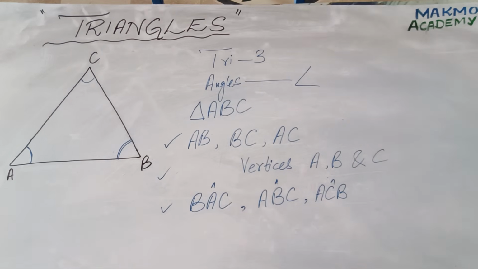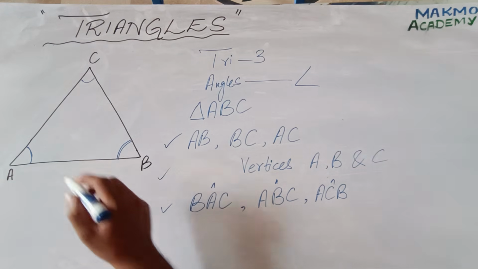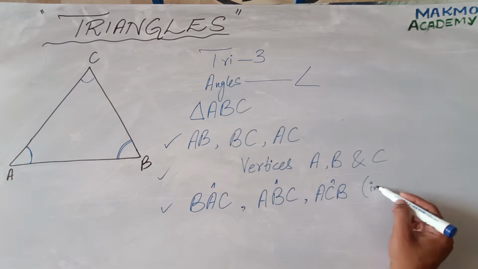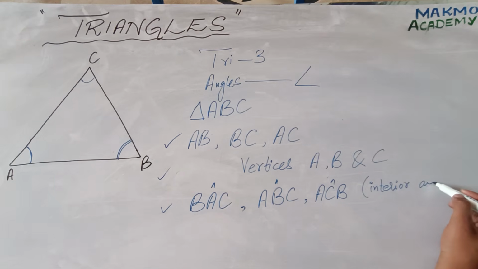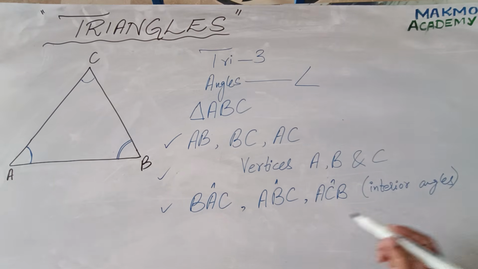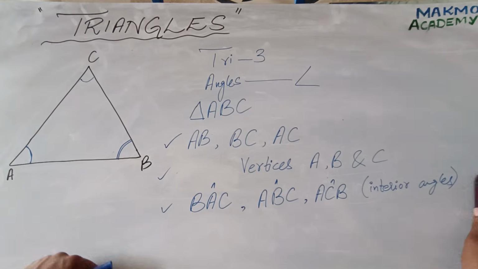So this is a little introduction about triangles, how many angles there are, how many sides there are. These are the interior angles of the triangle because they are on the inner side of the triangle. So they are all interior angles. Exterior angles are also there. We will discuss them in a while. So first of all, let's see the classification of the triangle based on their equal sides.